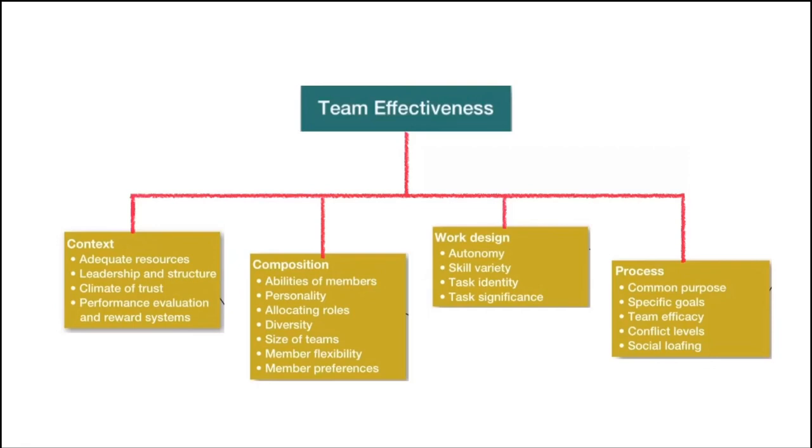So the first element is context. Okay, what is context ni? Dalam elemen konteks kena ada adequate resources, leadership and structure, climate of trust and performance evaluation and reward system. So adequate resource ni apa? Benda basic sekali lah kan.